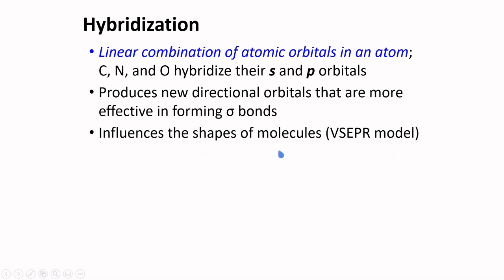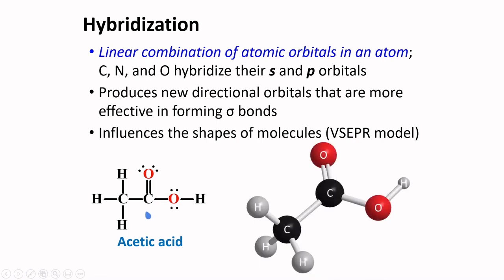Hybridization influences the shapes of molecules according to the valence shell electron pair repulsion model. Acetic acid has an sp3 hybridized carbon. It has 4 sigma bonds, and this sp3 hybridized carbon, represented here by this black ball, has a tetrahedral arrangement. This carbon is sp2 hybridized. As you will see, it has 3 sigma bonds, and by 3 sigma bonds, it has a trigonal planar arrangement.